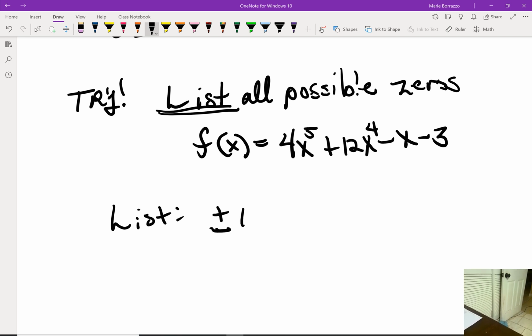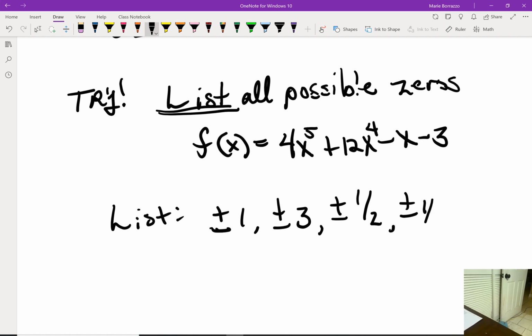Your list should be plus or minus 1, plus or minus 3, plus or minus 1/2, plus or minus 1/4, plus or minus 3/2, and lastly, plus or minus 3/4.